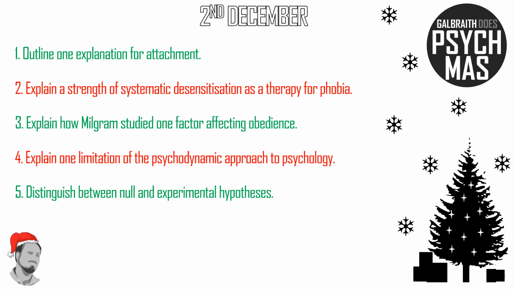Okay, hopefully you've had a chance to do that, whether writing it up properly or just blurting on a whiteboard. Right, outline an explanation for attachment. Your two explanations that you need to know are the learning theory and Bowlby's monotropic theory of attachment. Learning theory is the role of classical conditioning in the acquisition, the initiation, the start of that attachment process.